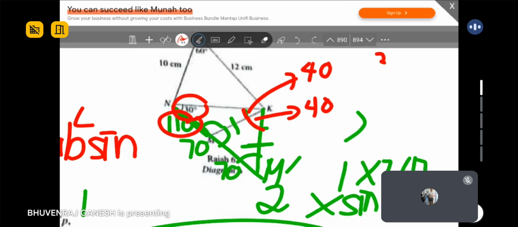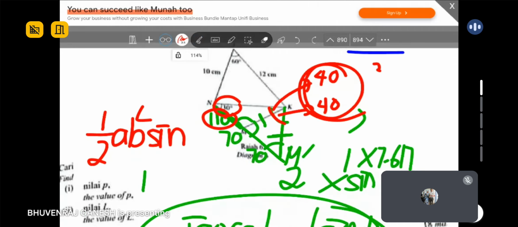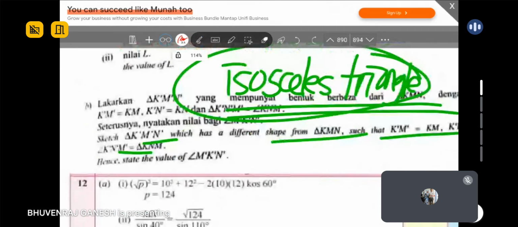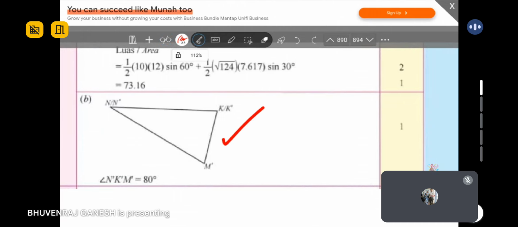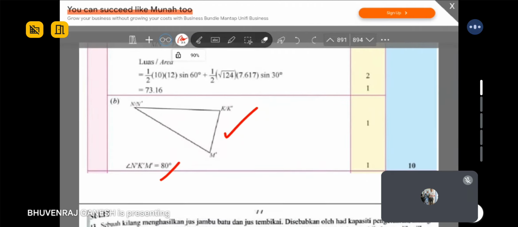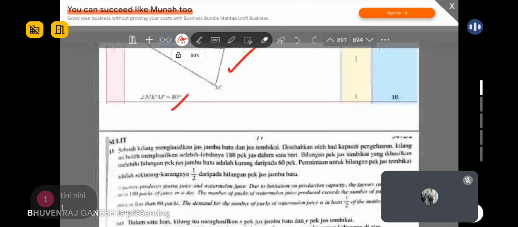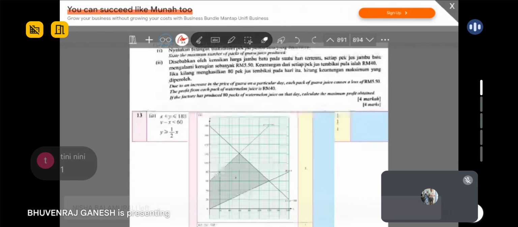Because the total angle in a triangle, jumlah sudut kena 180. So kamu tambah 2 ni lah. So MKN sama dengan 80. Senang tak guys? Very easy right? So kamu dah dapat jawapan. As long kamu dapat lukis yang ni, sudut tu sangat senang. Alright? Make sure your drawing is correct. Lukisan kamu betul.